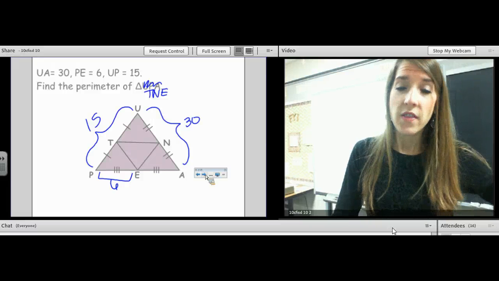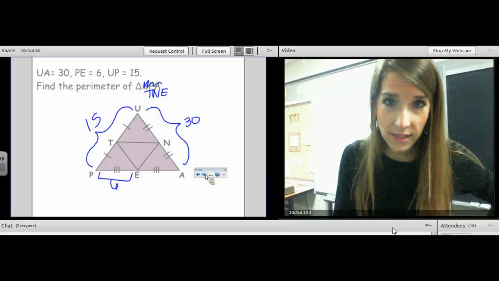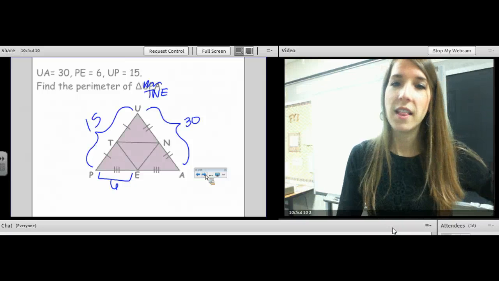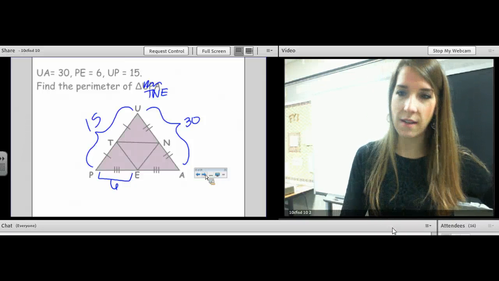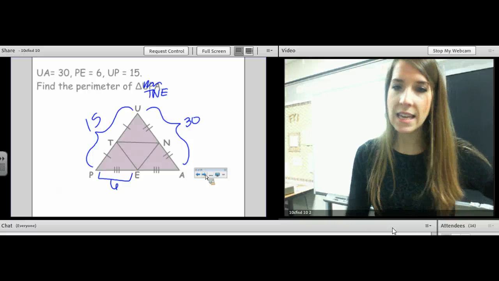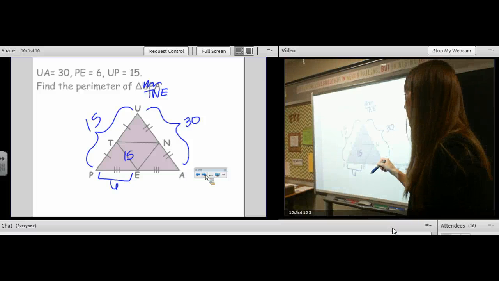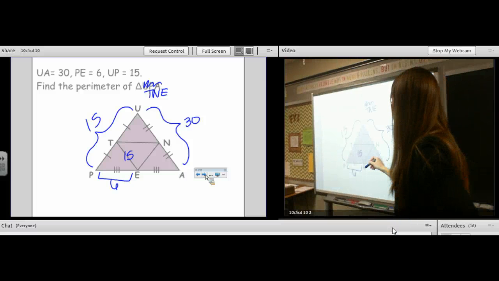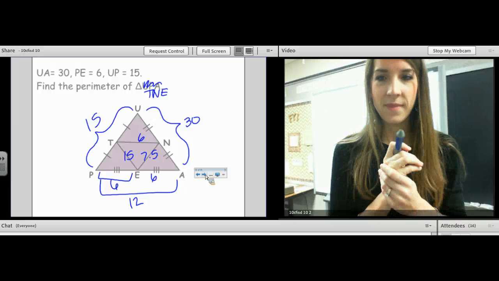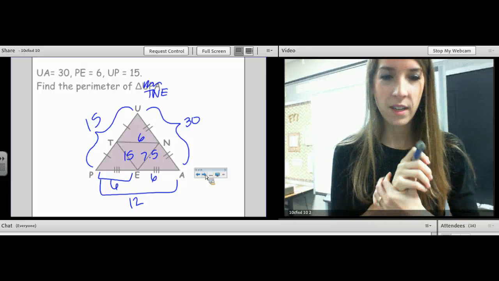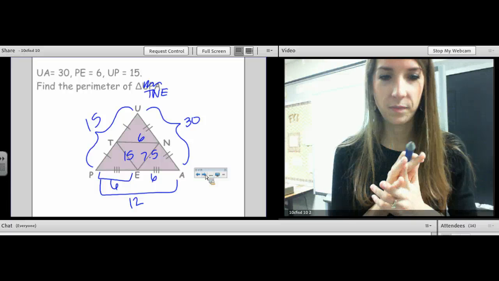So we learned that the length of a midsegment is equal to half the base. Midsegment is half the base. So how long is TE? It's 15. How long is NE? It's 7.5. And how long is TN? Well, this is 6, this is 6, this is 12. 12 divided by 2 gets us 6. Yay! Add them up. 28.5. I'll take it.